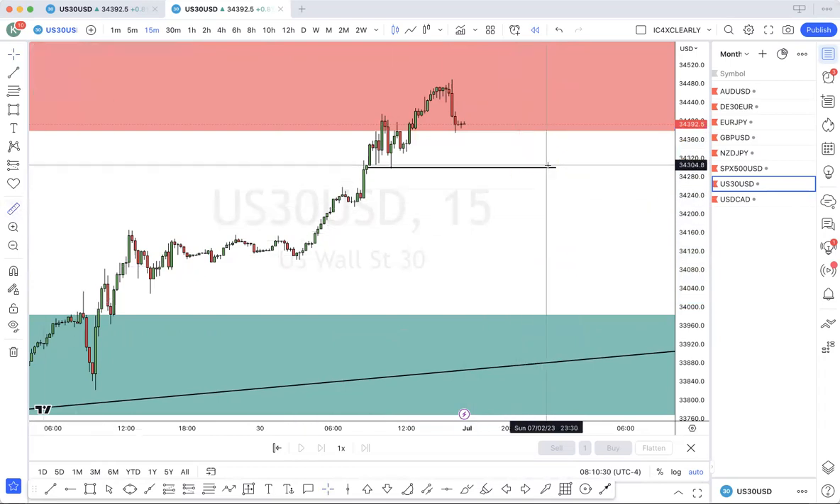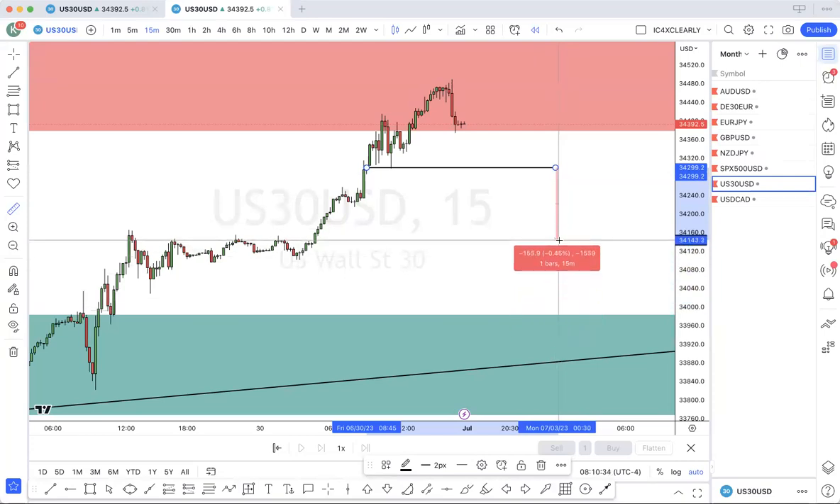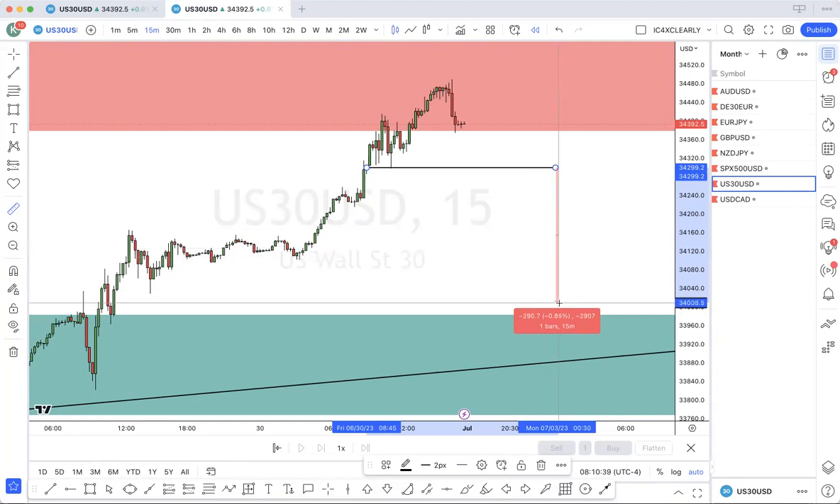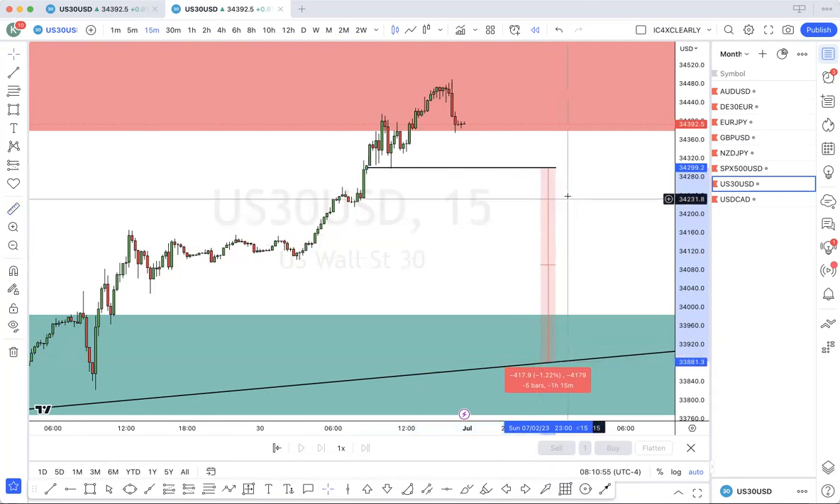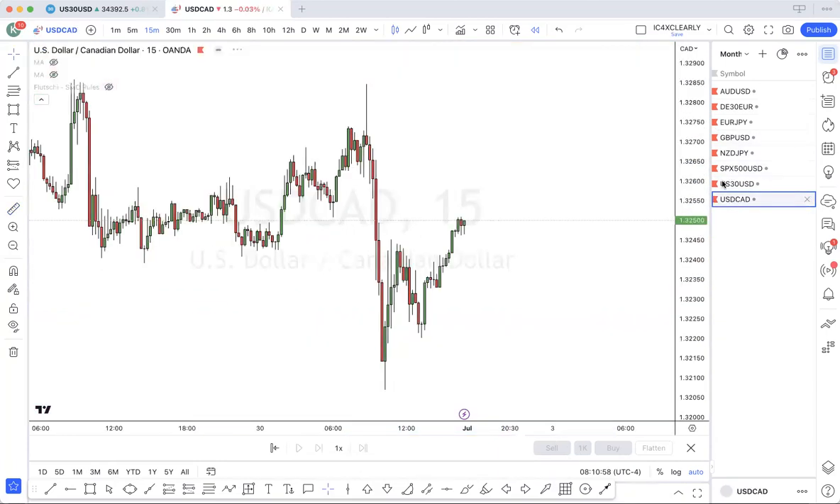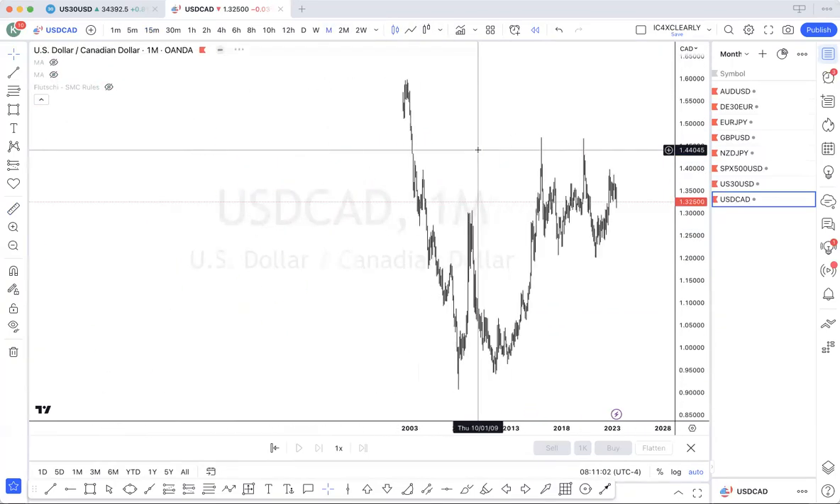I'm just going to mark from this area here. So if it pulls back here, we're talking 150 pips. If it pulls back to this order block here, we're talking 289 pips. If it wants to push back down to fill this imbalance or to this order block here, we're talking 417 pips. Okay. USD CAD for the month is bearish.